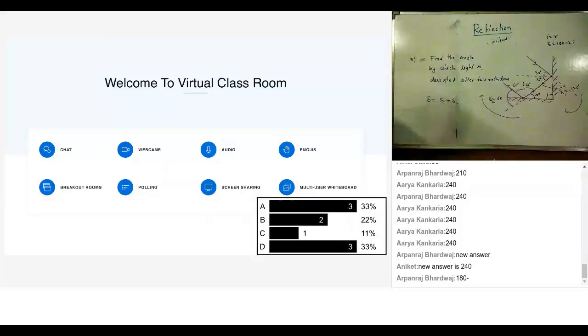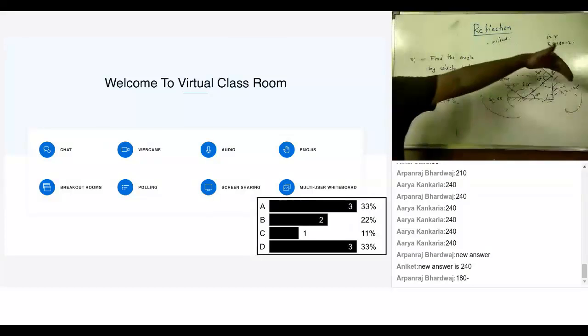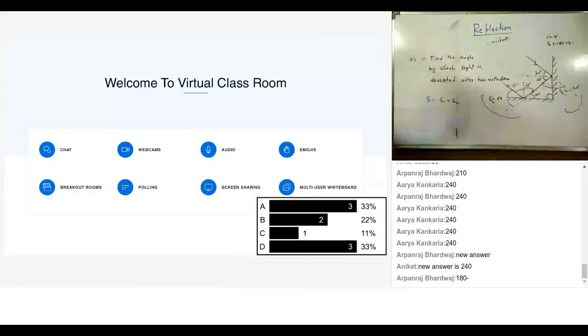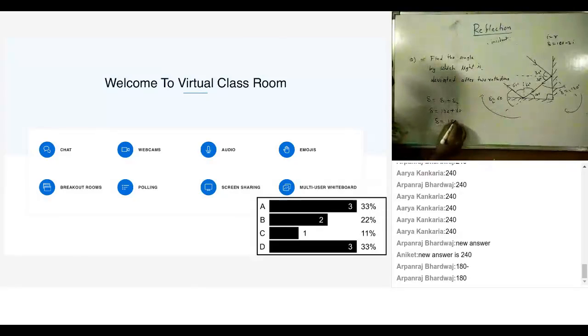Yes, sir. Did you understand? Here light is bending like this, and here also light is bending like this. So what is the total deviation? Delta 1 plus delta 2, which is 120 plus 60. So the answer is 180 degrees.